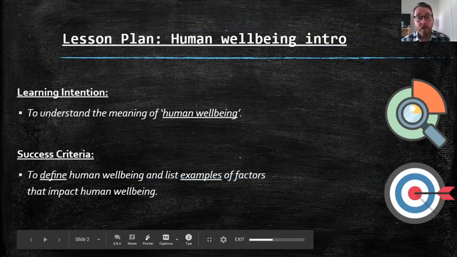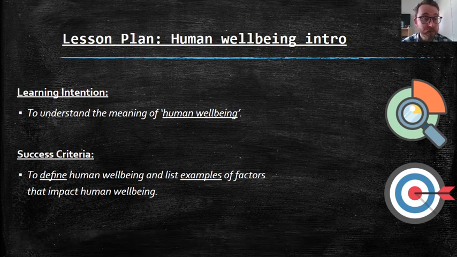So our lesson plan for today is to understand the meaning of human well-being. So what does that mean? Because it's important to know for our human geography area of study. Success criteria is to define human well-being and to list examples of factors that impact human well-being. So what impacts our health and happiness?